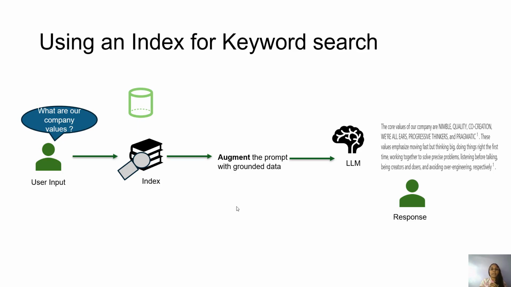If you look at this diagram here, this is an index for a keyword search. So when I ask "what are your company values" as a user input, if we create an index for keyword search, then what happens is the index helps you to augment the prompt with the grounded data.